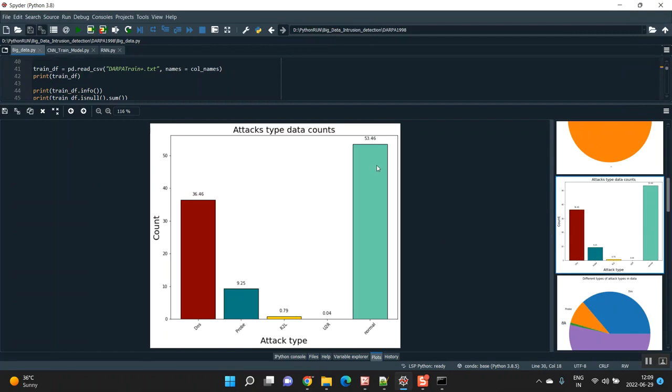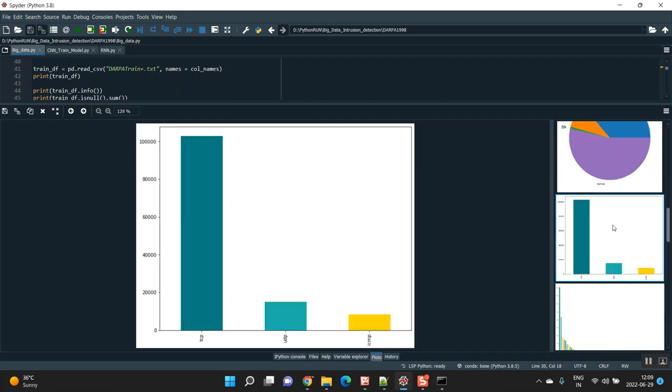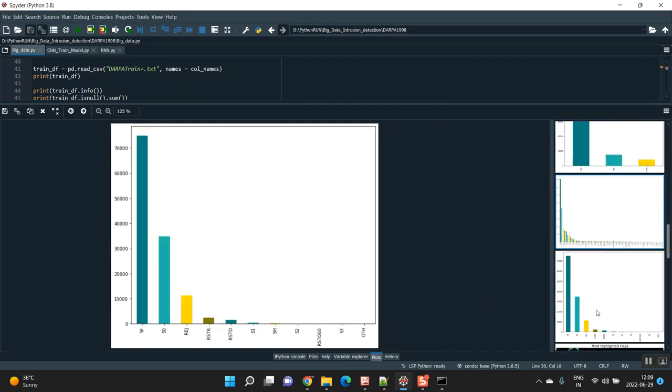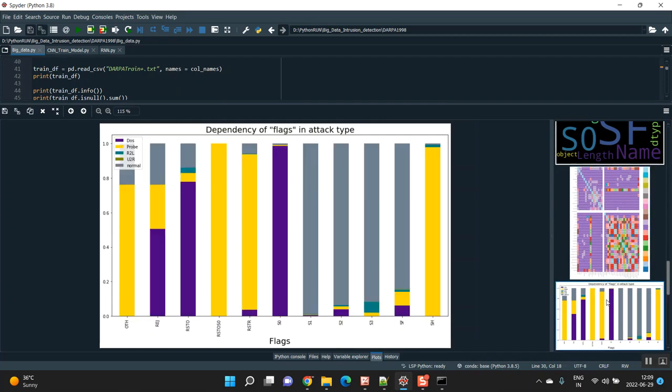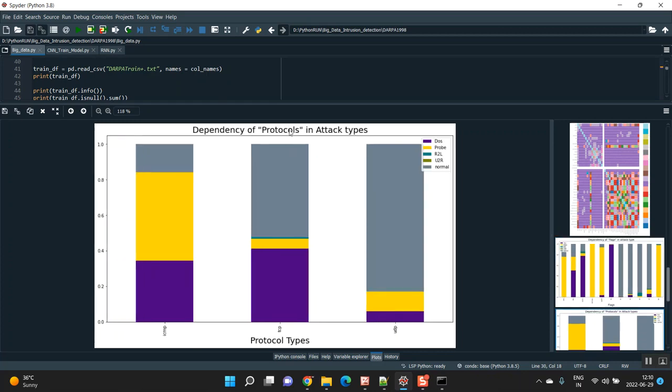First, we are segregating the attack types and counts here. Based on that, we are providing you the graph. You can see here the dependency of the flags on the attack types, which you had informed. For example, the blue color is the DOS attacks. These are all the types of flags. On these flags, the DOS will be this much percentage, probe will be this much percentage, and also the protocol types based on the attack types.